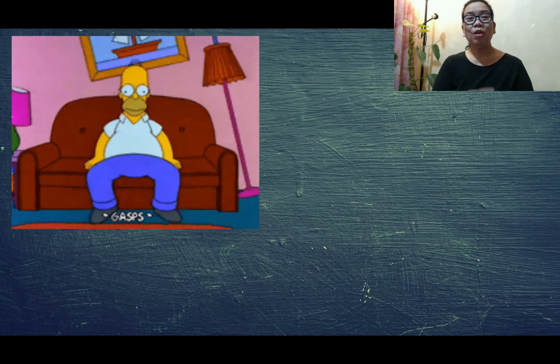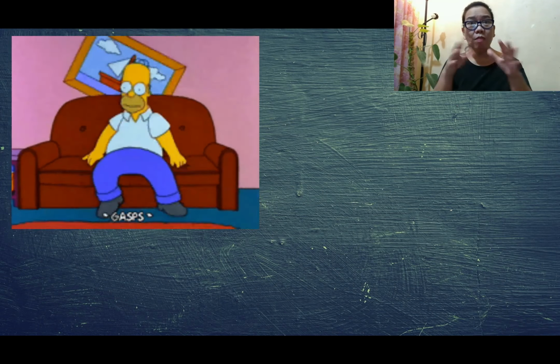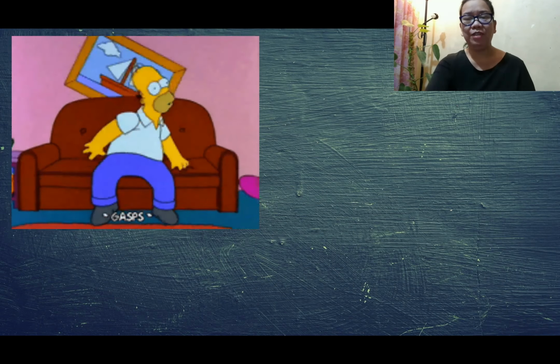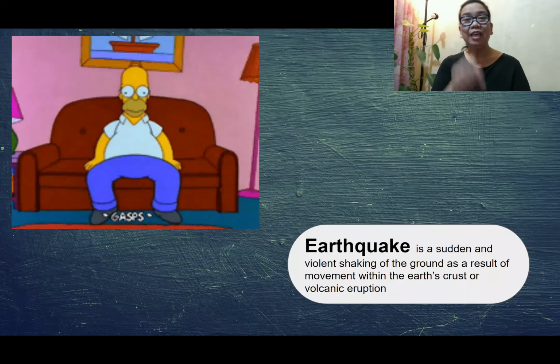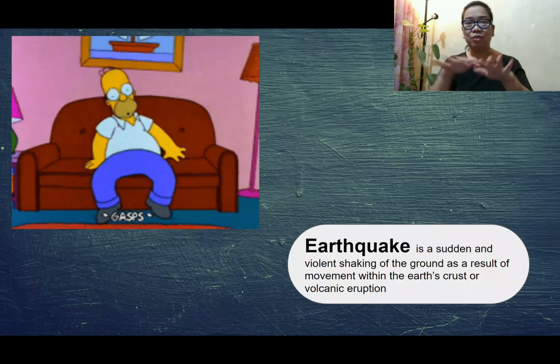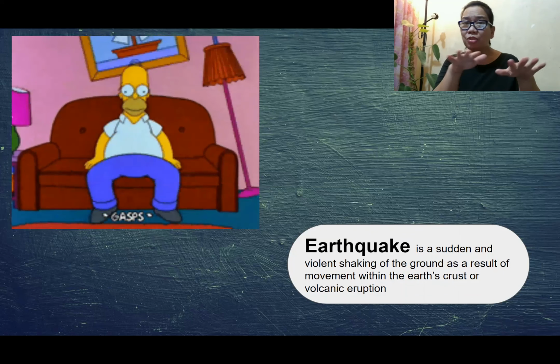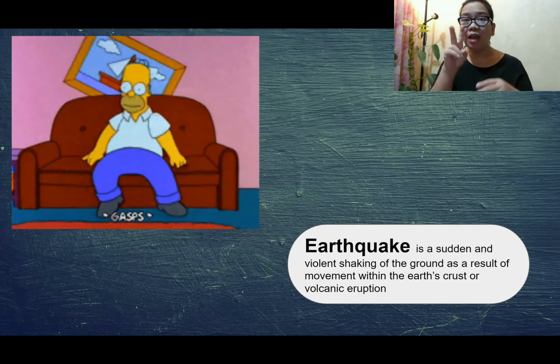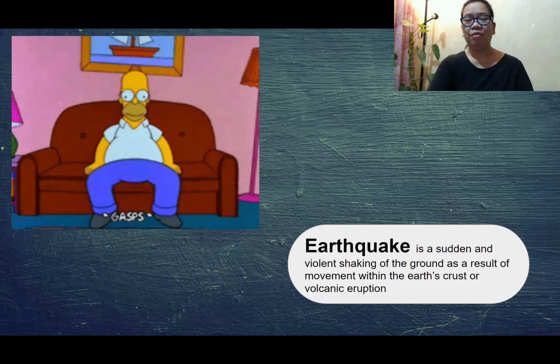This is Teacher May asking you to observe and guess what is happening in that picture. Why do you think there is so much rapid movement in that video? Yes, it is because of the earthquake. As we know, an earthquake is a sudden and violent shaking of the ground.